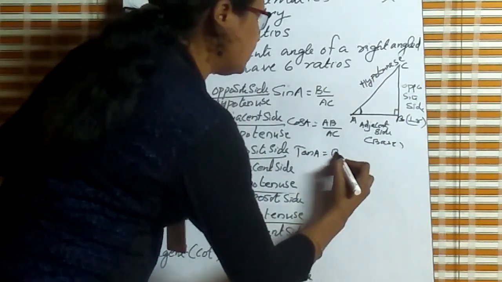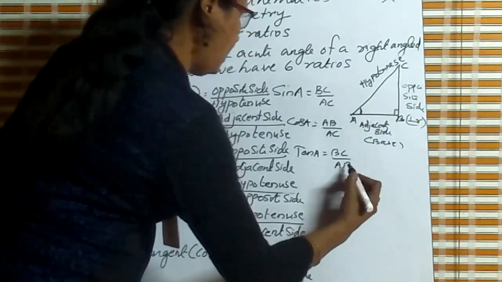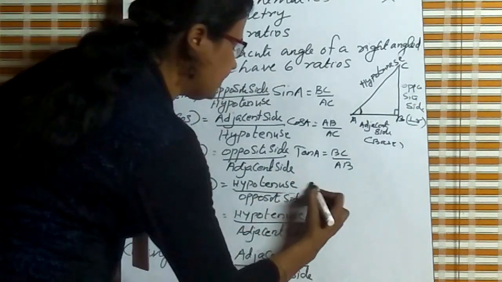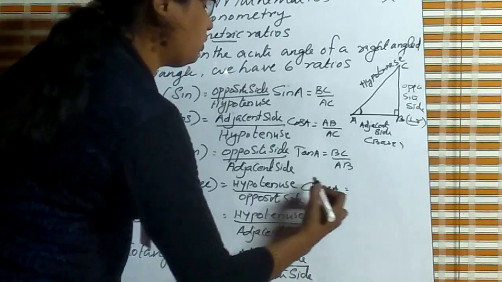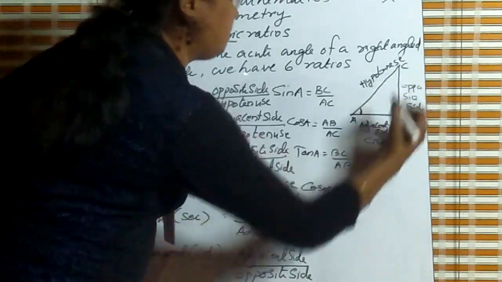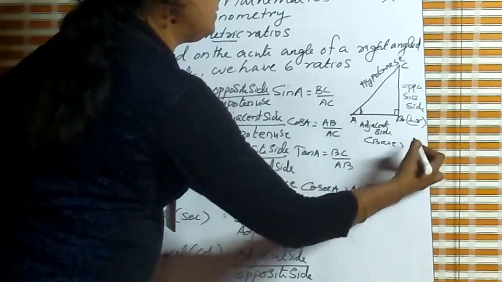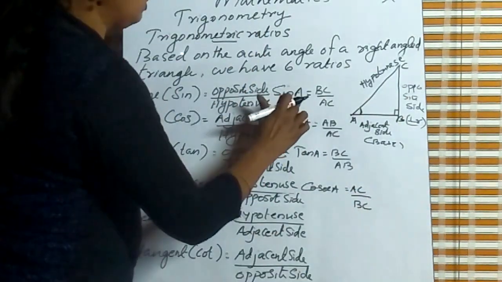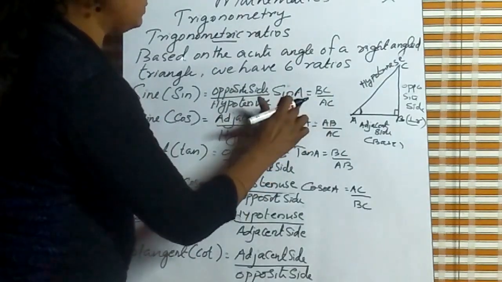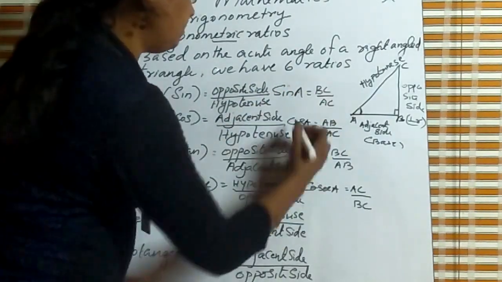Opposite side BC by adjacent side AB. And cosec A. Cosec A is equal to hypotenuse by opposite side, hypotenuse AC by opposite side BC. Here cosec A is the reciprocal of sin A. Sin A is BC by AC, so cosec A is AC by BC.